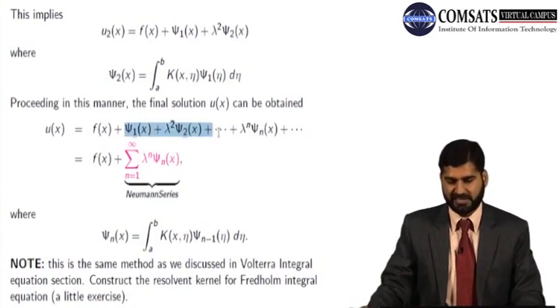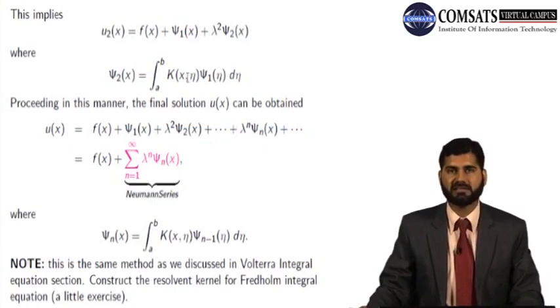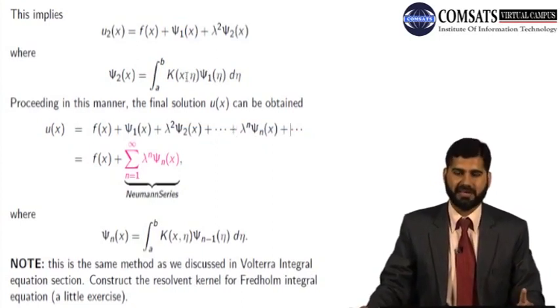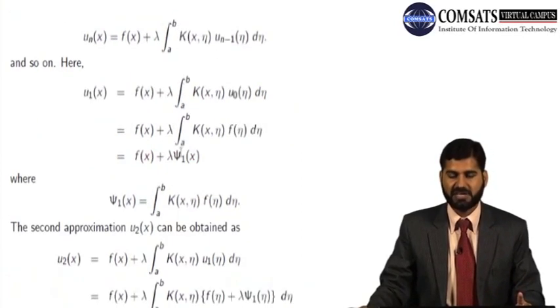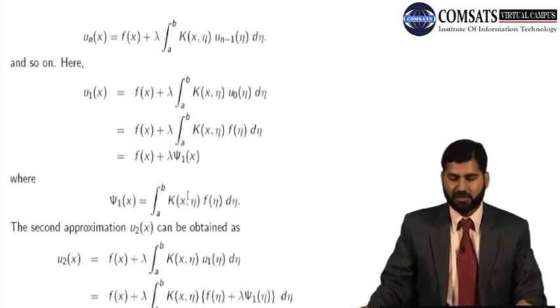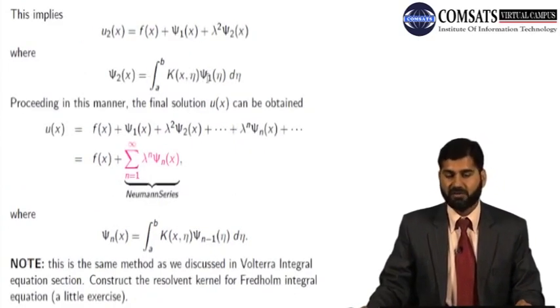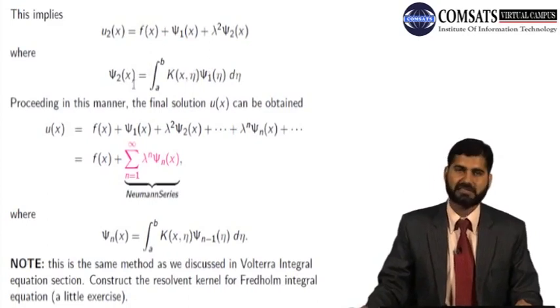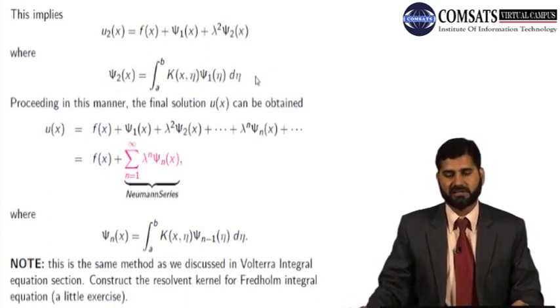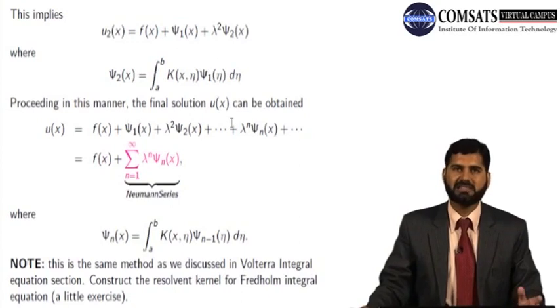This is an infinite series, where psi1 and psi2 are coming from the kernels. They are not just any functions. They are coming from the kernels. You see, psi1 comes from f of eta. If any function and kernel is given, you get this psi1. Now you replace f by psi1 to get psi2, and now you replace psi1 by psi2, you will get psi3, and so on. Right? So this series is a special series, and it's called a Neumann series.